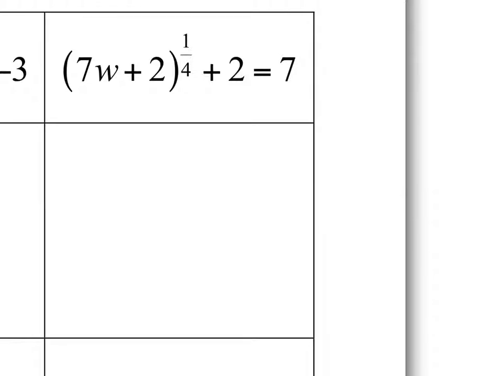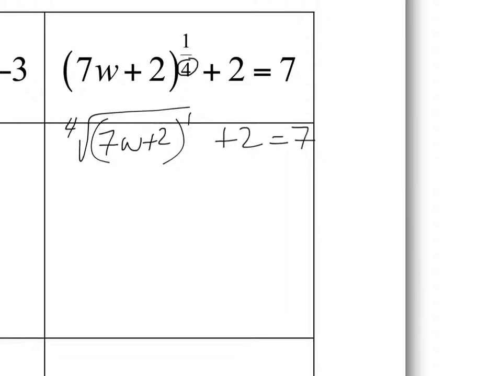So remember, every time you have a fraction, the bottom of the fraction is going to be your index. So (7w + 2) all to the power 1/4, plus 2 equals 7. Copy everything down. As you can see, the top number is going to be the power on the inside, and the bottom of the fraction is going to be your index. So you have the 4th root of 7w + 2, plus 2, equals 7.